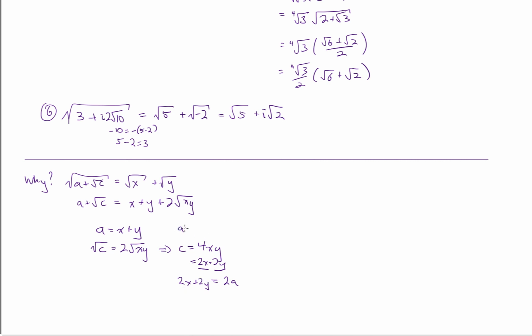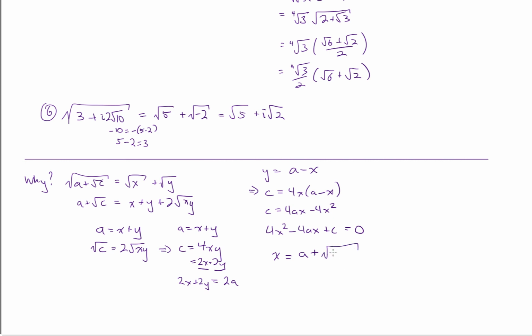Now, if we go through the process of solving this system of equations, y equals a minus x, plug that into the other equation, we get c equals 4x times a minus x, c equals 4ax minus 4x squared. Getting everything to one side, we get 4x squared minus 4ax plus c equals 0. A little bit of quadratic formula and some simplifying, you get x is equal to a plus or minus, but remember x is the larger of these two answers, so I will just say plus square root of a squared minus c. There's our little discriminant there, all over 2.